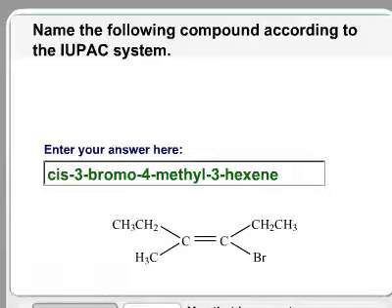Oh, it is cis, like I said at the beginning, because these 2 groups, even though it's part of the chain, are on the same side. Okay.